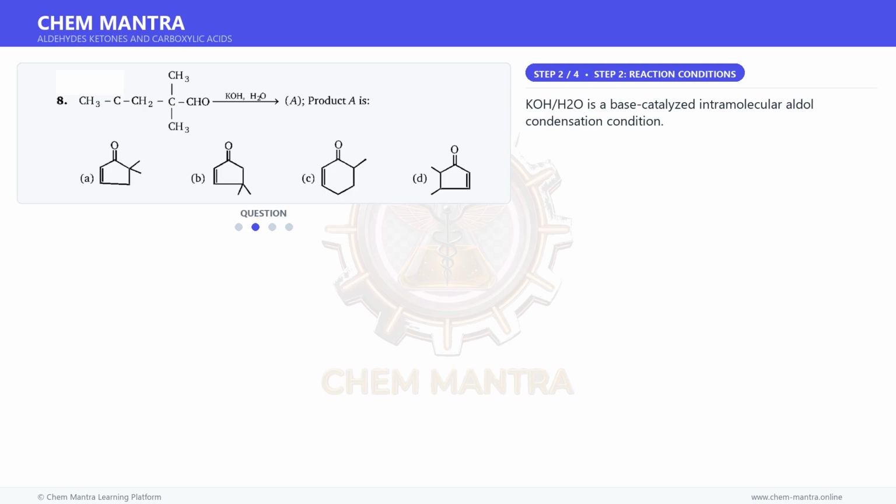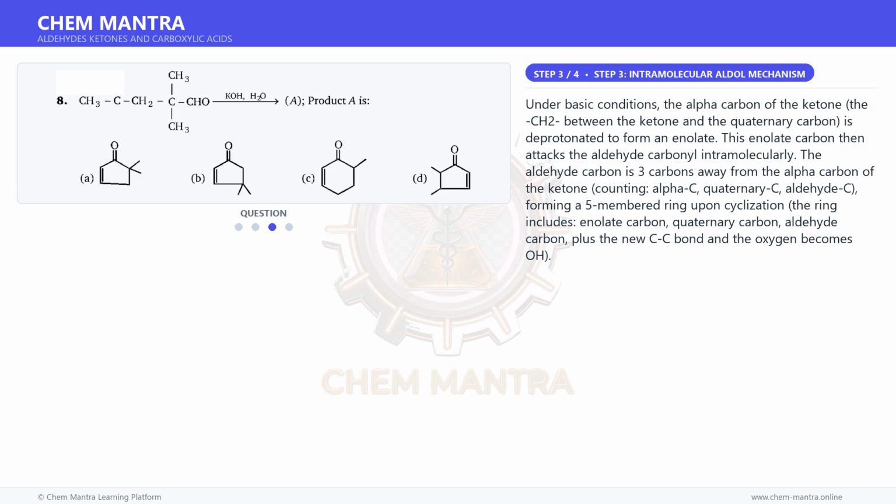Moving on to the next step. KOH, H2O is a base-catalyzed intramolecular aldol condensation condition. Moving on to the next step.